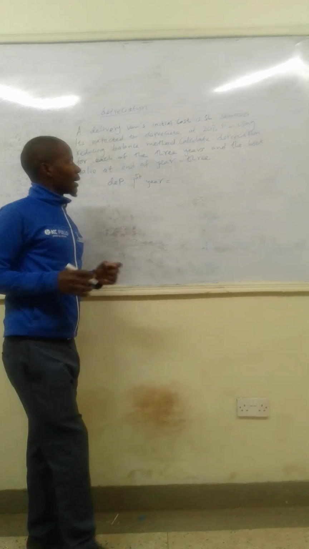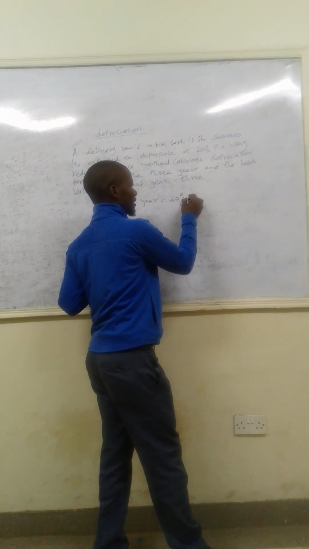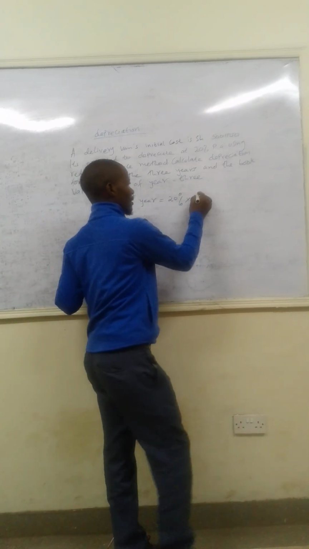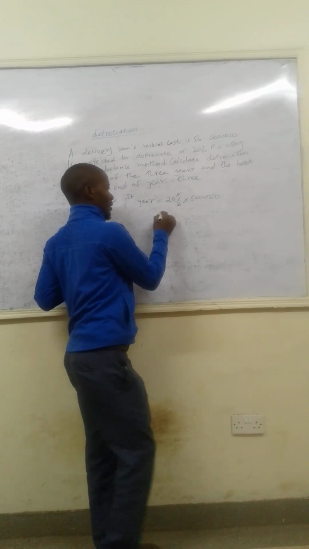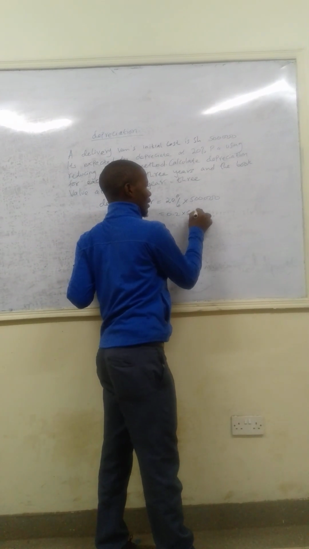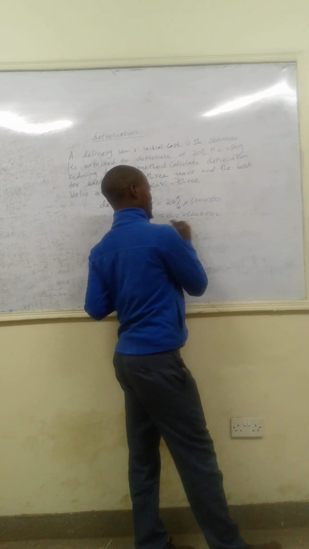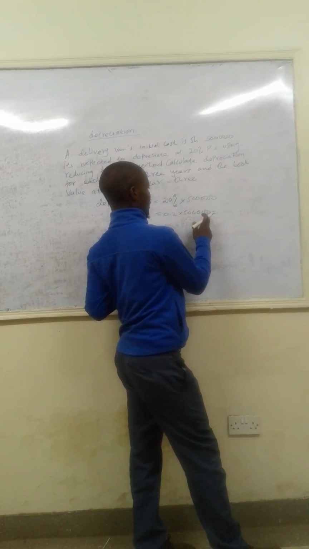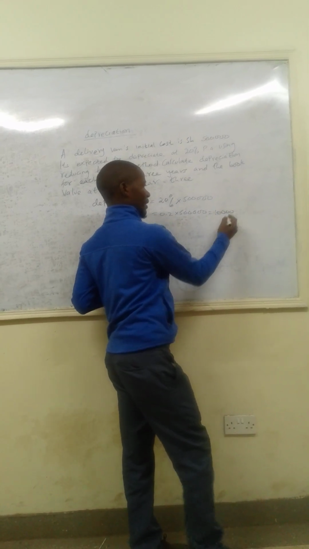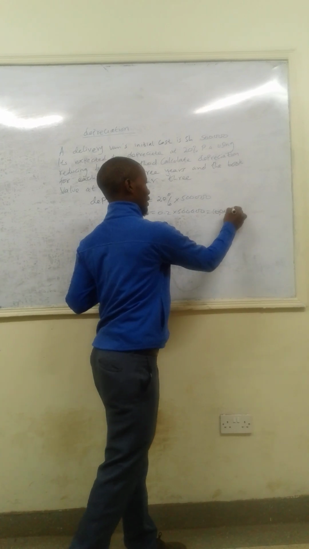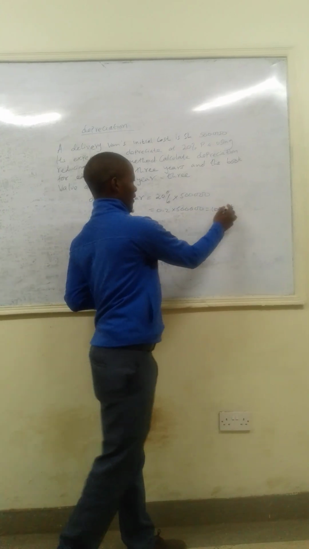We're going to say we get 20% of 500,000. This is the same as 0.2 times 500,000, which is 100,000. Is it? It is 100,000 actually. Yeah, so we have that one.